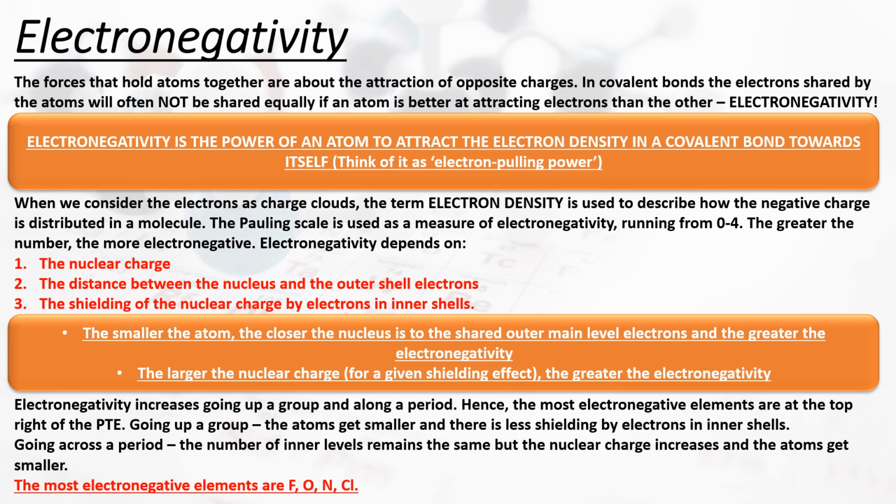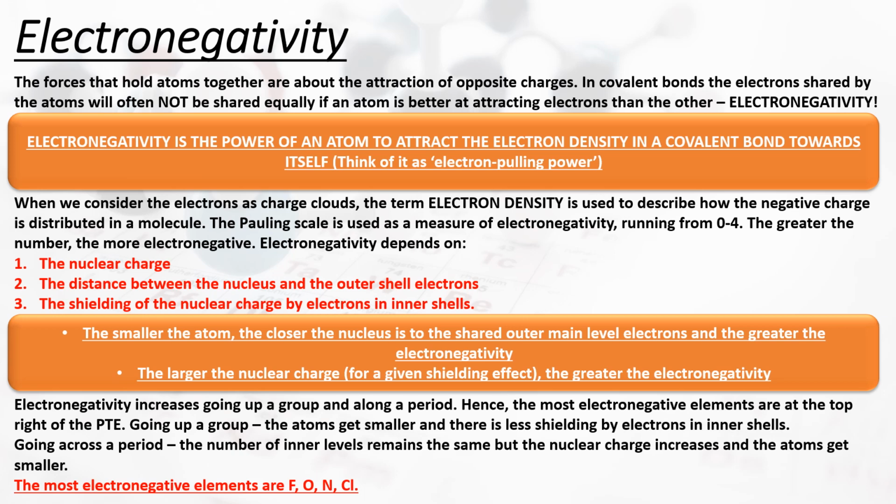The other factor is the larger the nuclear charge for a given shielding effect, the greater the electronegativity. Again, it goes back to this idea of electrostatic attraction. The two things to think about for electrostatic attraction are the size of the charge. The bigger that is, the greater the electrostatic attraction. And also the distance. The smaller the distance between the two charges, the greater that attraction. So typically, atoms that are small and have large nuclear charges for a given shielding effect have the greatest electronegativity.